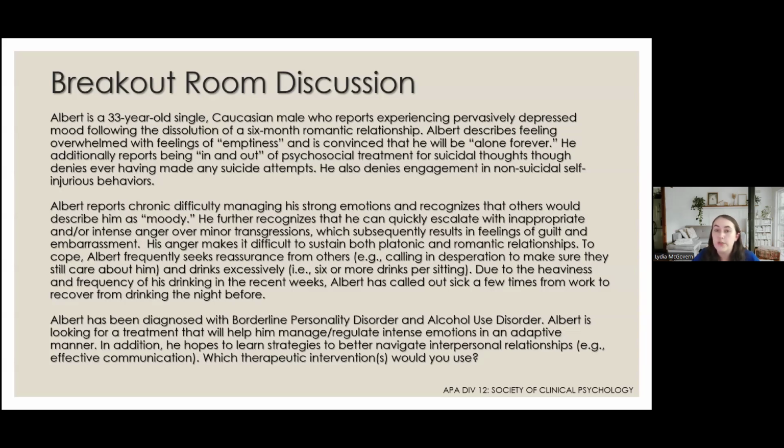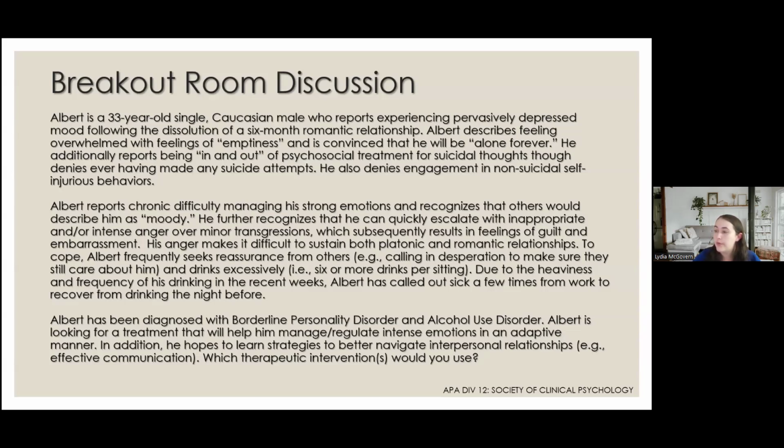Albert reports chronic difficulty managing his strong emotions and recognizes that others would describe him as moody. He further recognizes that he can quickly escalate with inappropriate and/or intense anger over minor transgressions, which subsequently results in feelings of guilt and embarrassment. His anger makes it difficult to sustain both platonic and romantic relationships.